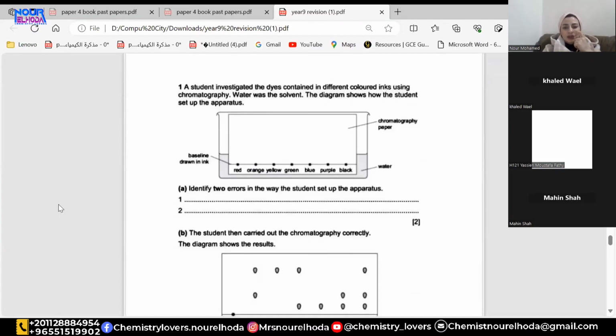What are the two errors for the student? The first error is that the baseline is drawn with ink. It's supposed to be drawn in pencil, because pencil is insoluble.